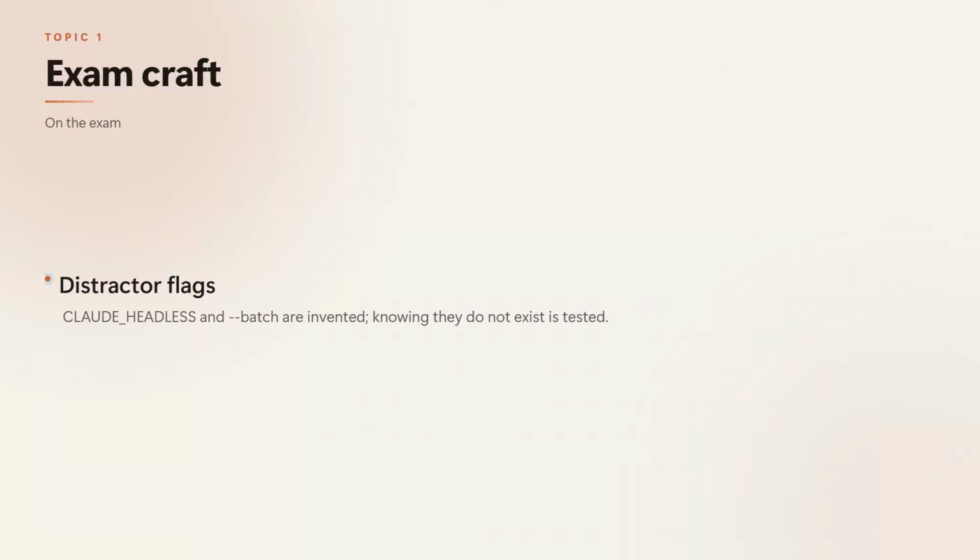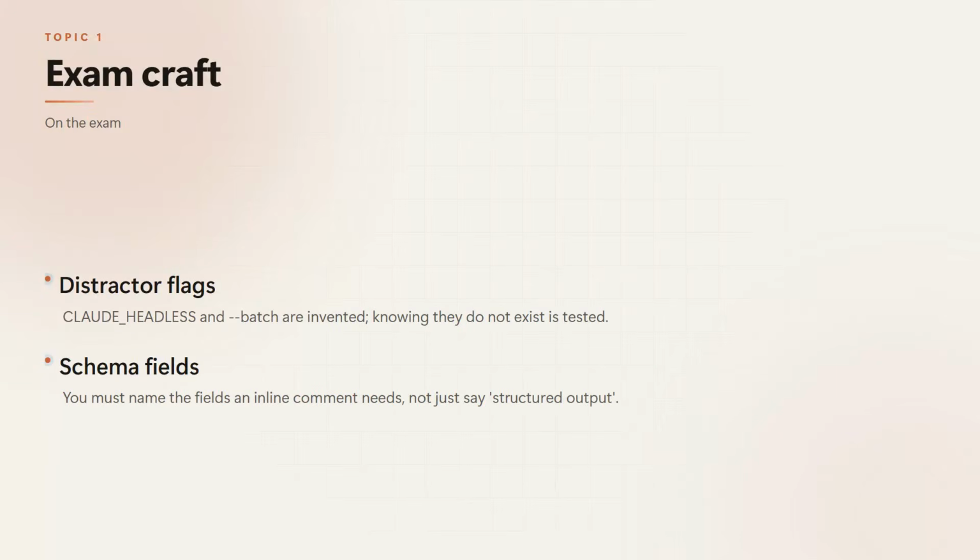This is tested by giving you a scenario, a hanging CI job, prose output, and asking for the fix. The distractor that catches people is choosing an invented flag like Claude --headless or --batch. The exam deliberately includes these to test whether you know the real CLI surface. The other trap is stopping at use JSON without specifying the schema fields. You need to name path, line, severity, issue, and suggested fix.